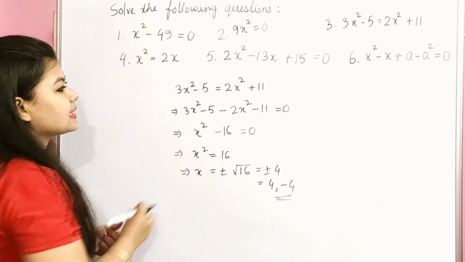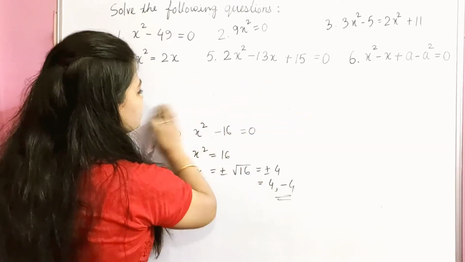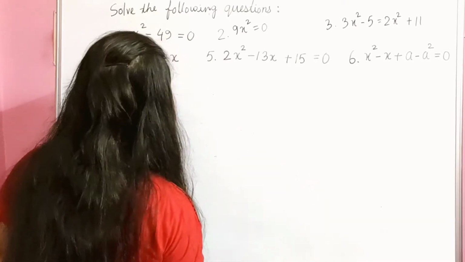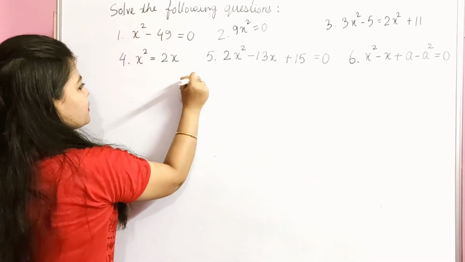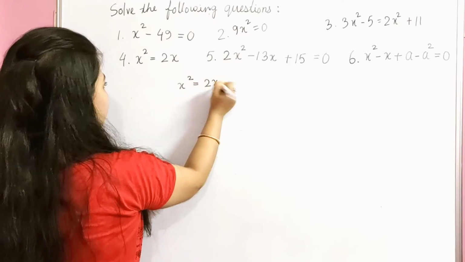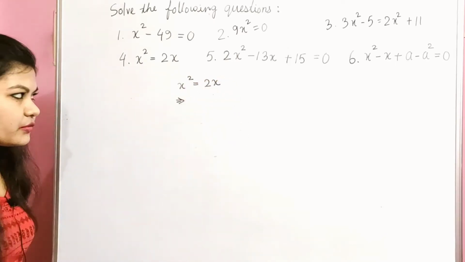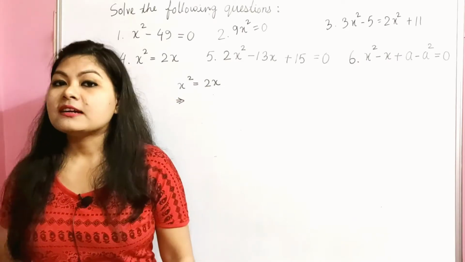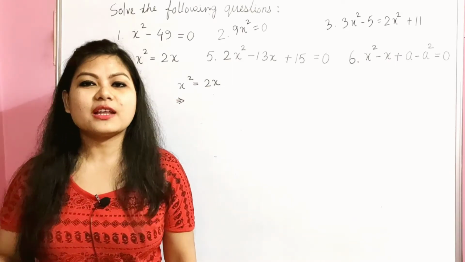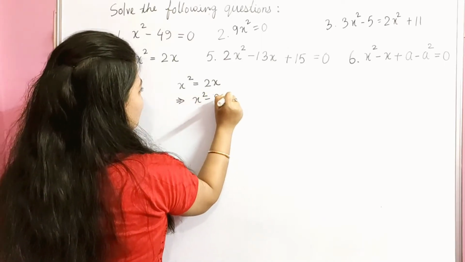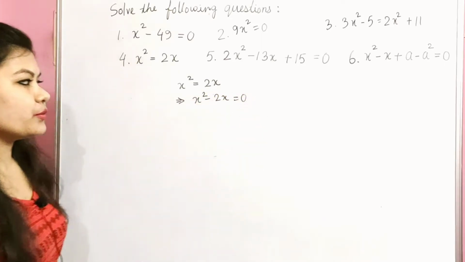Now the next question is x square equal to twice x. Here, first of all, we will shift the value on the right hand side to the left hand side. So it becomes x square minus 2x equal to 0.